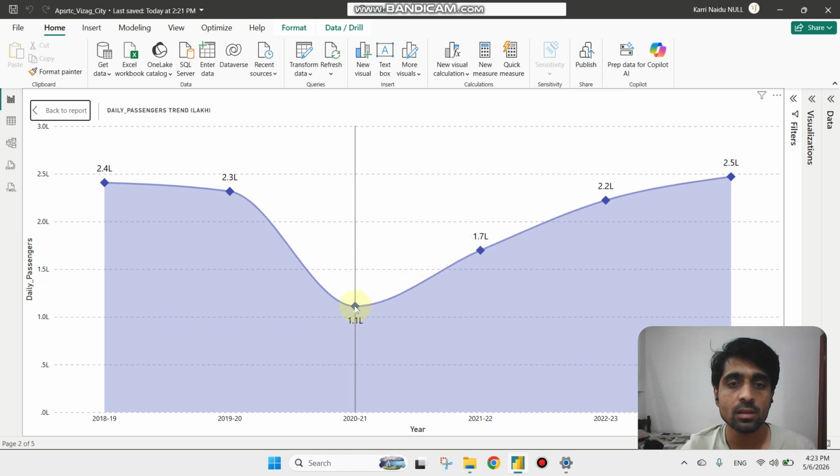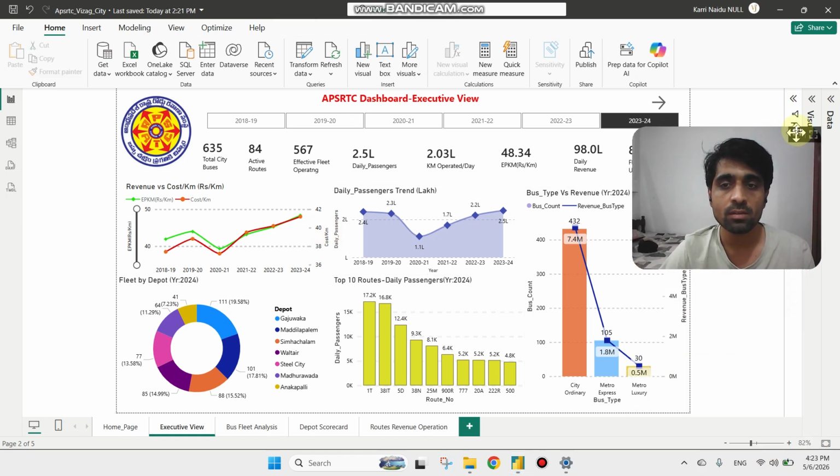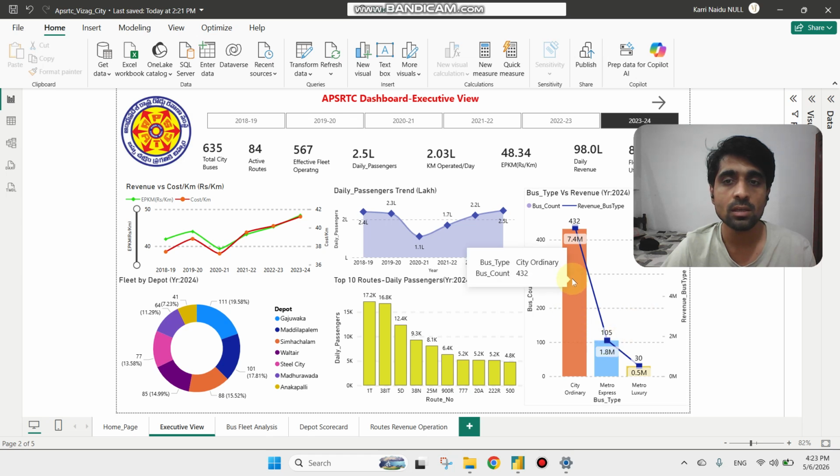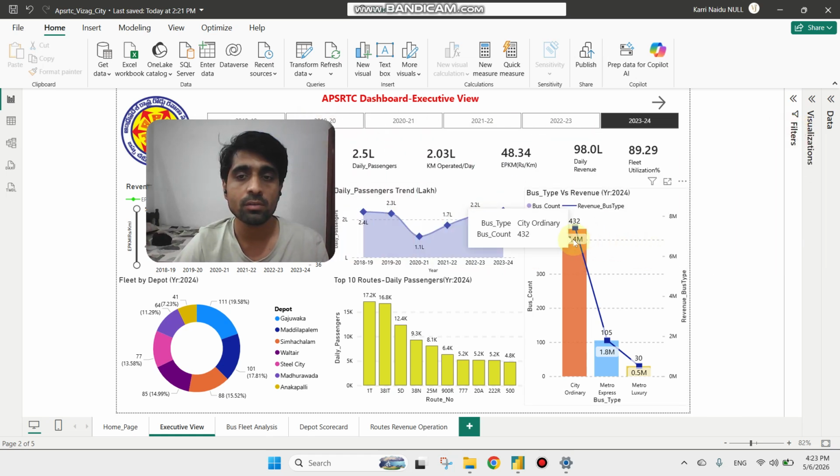If we look at the passenger count and the passenger list, the passenger count has bounced back. Also, from this visualization, the total amount of revenue is 7.4 million for city ordinary bus. The metro express is 1.8.